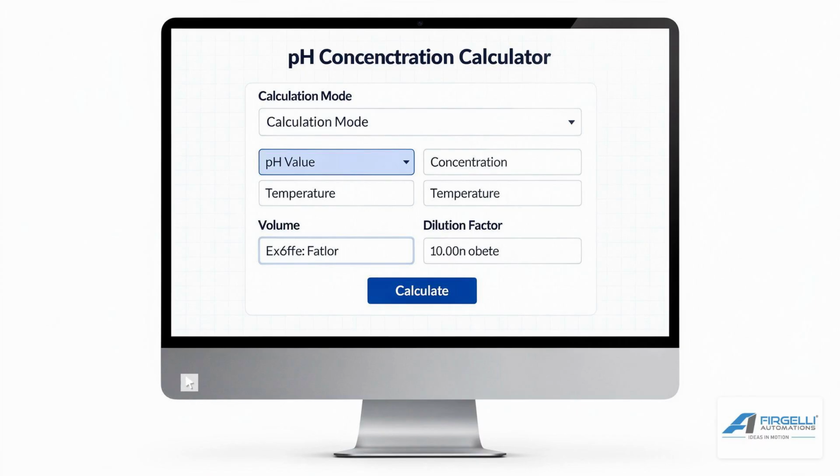After clicking Calculate, we get these results. pH is 10.0. H+ concentration is 1000 times 10 to the negative 10th molar. pOH is 4.00. OH- concentration is 1000 times 10 to the negative 4th molar, and the solution type is basic.